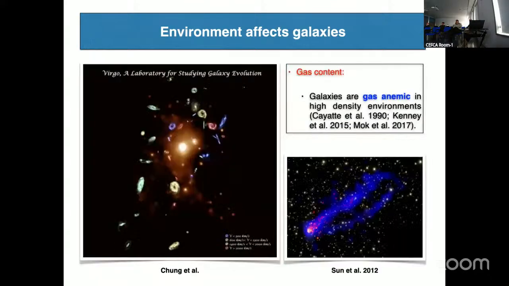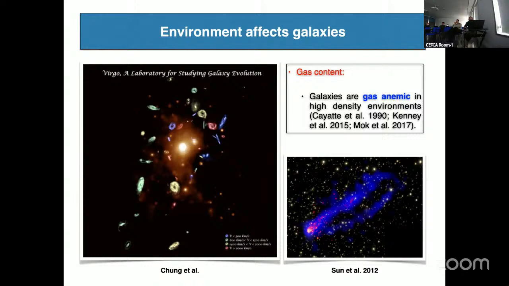Also, the gas content of galaxies is affected by the environment. This is the typical result from Kayate et al. in the 90s, in which they discovered that the galaxies in Virgo were anemic in gas. So similar galaxies located in the field have more gas than the galaxies located in the Virgo cluster.